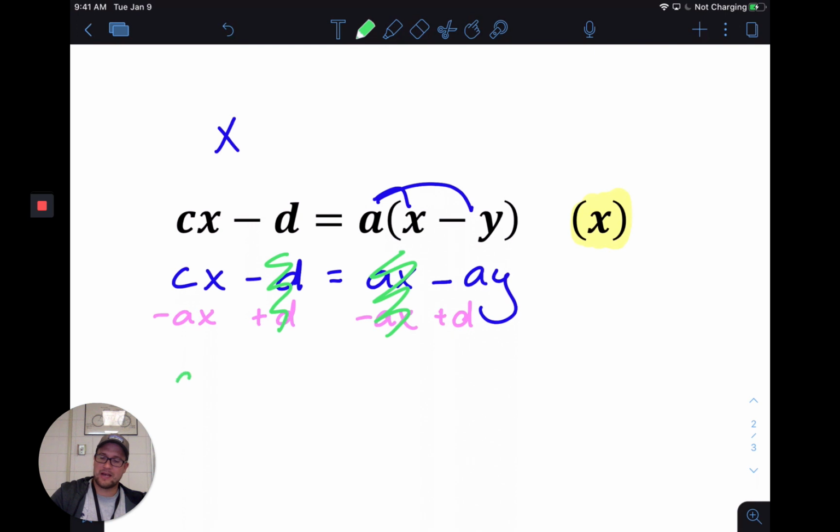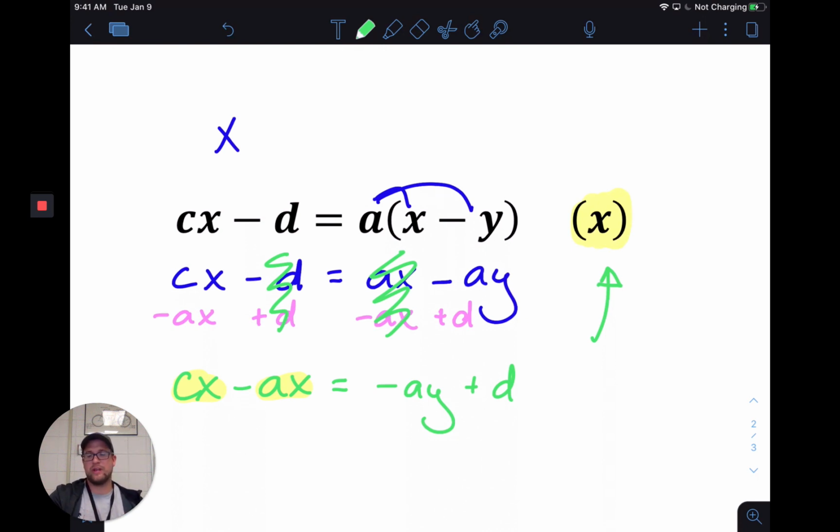On this side, we're going to have cx minus ax. Those two are, again, not like terms. They both have an x, yes, but we can't combine them together because we don't know what c and a are. And on the other side, I'm going to have minus ay plus d. Now, whenever we have two terms that both have the variable that we are trying to solve for, which is x, and we can't combine them together, then our only option is actually to factor. So we want to pull x out of each of those two terms, meaning we'd be left with just c minus a.